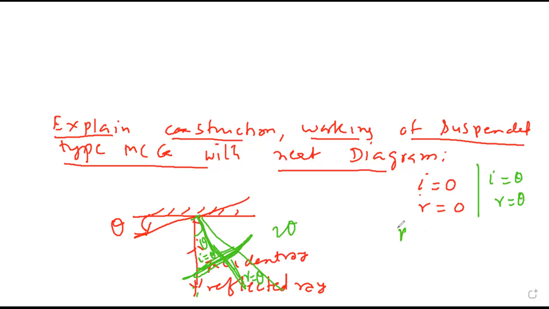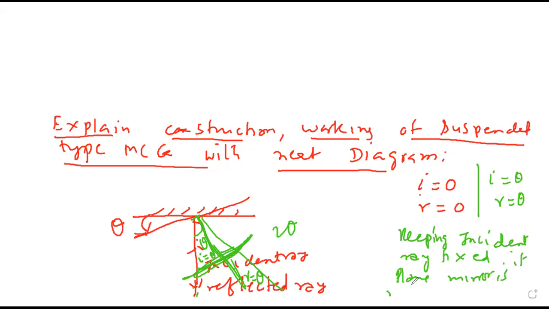So there is one property: keeping the incident ray fixed, if the plane mirror is rotated by theta, then the reflected ray gets rotated by 2 theta. This we have to keep in mind, somewhere we are going to use it. Keeping the incident ray fixed, if the plane mirror is rotated by angle theta, then the reflected ray gets rotated by 2 theta.